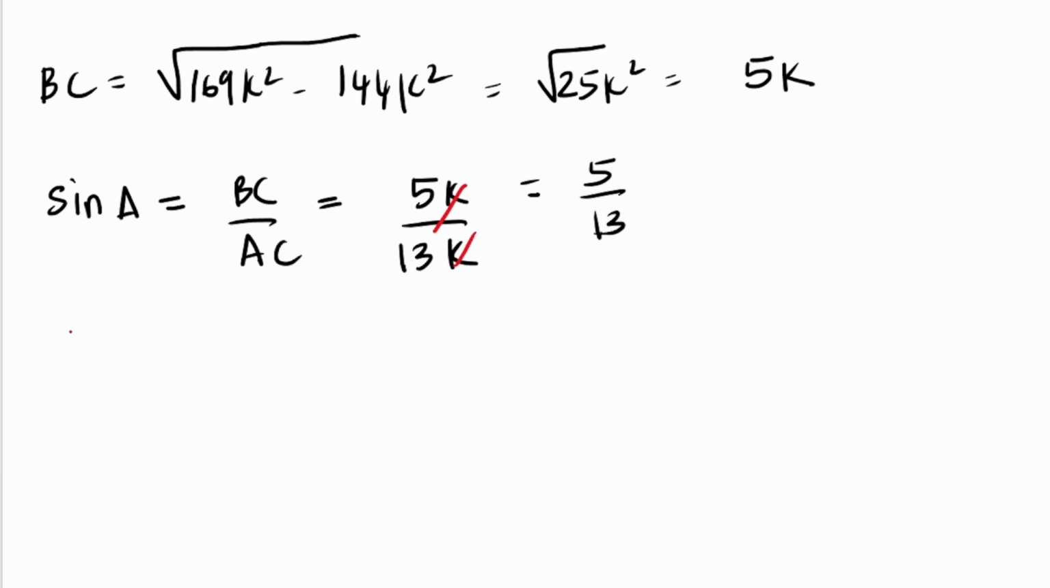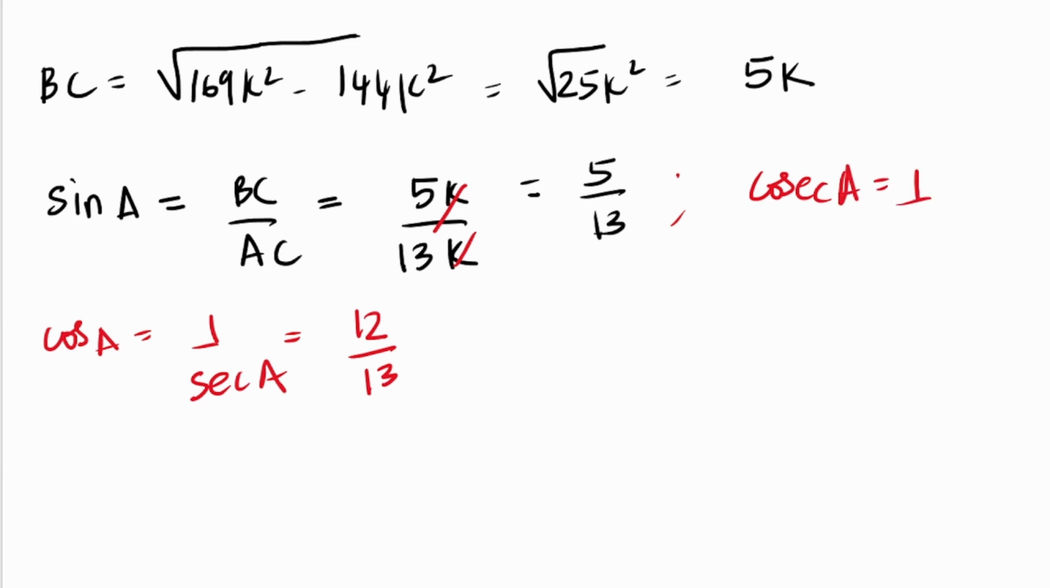Then you have cos A, right? Cos A is nothing but 1 by sec A. Sec A is already given in the question, that is 13 by 12. So it is 12 by 13. And you have already found sin A, right? So what is cosec A? Cosec A is nothing but the reciprocal of sin A. So we'll get the answer as 13 by 5.